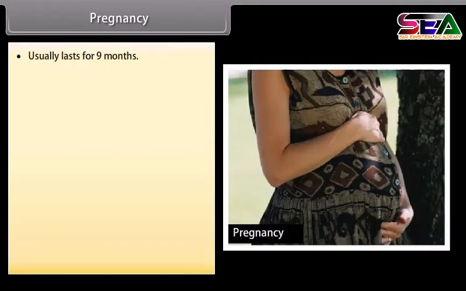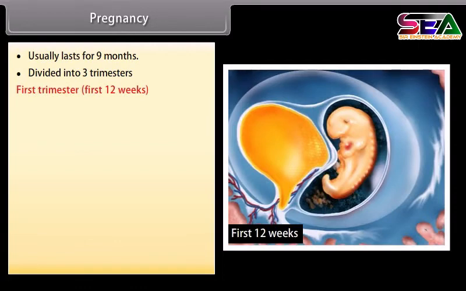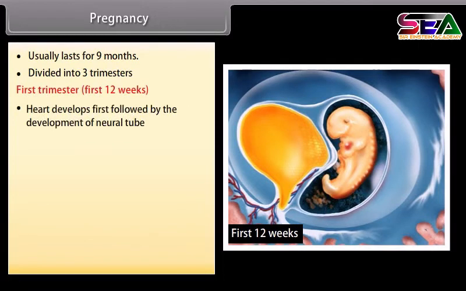Pregnancy usually lasts for 9 months, divided into 3 trimesters. First trimester, first 12 weeks. Heart develops first, followed by the development of the neural tube. All the body systems develop by the 8th week in the fetus.